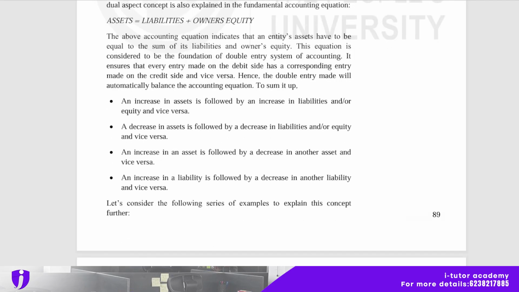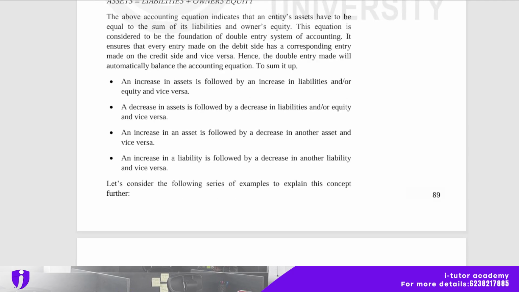An increase in asset is followed by an increase in liability and or equity and vice versa. A decrease in asset is followed by a decrease in liability and or equity and vice versa. An increase in an asset is followed by a decrease in another asset and vice versa. An increase in liability is followed by a decrease in another liability and vice versa.